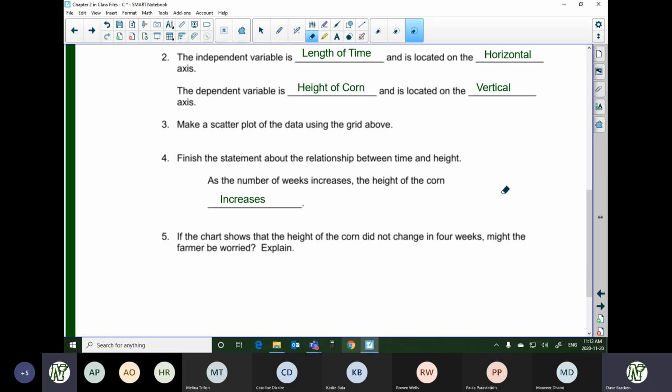You guys, hands in the air for yes. Hands in the air for no. That's what I was hoping. Okay? Anybody want to argue why the farmer should be worried? So the corn doesn't change for 4 weeks. Why should the farmer be worried? Because you wouldn't have his full-grown corn by 6 weeks. Corn's not going to be fully grown.